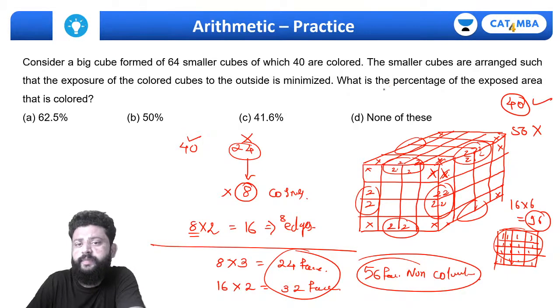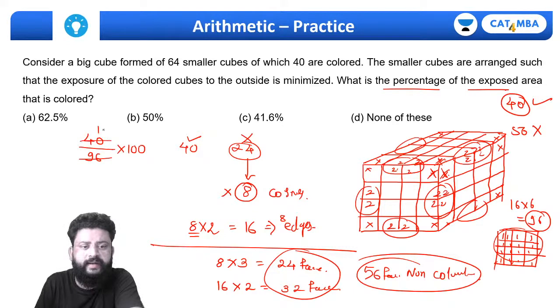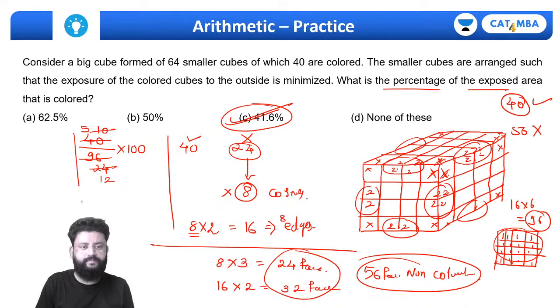So what we are asked is, what is the percentage of the exposed area that is colored. So the answer is 40 divided by 96 into 100. You can divide it: this is 10 divided by 24, which is 5 divided by 12. 1 by 12 is 8.33. 8.33 into 5, 8 fives are 40, so it will be around 40. That is 41.6. So that's the answer.